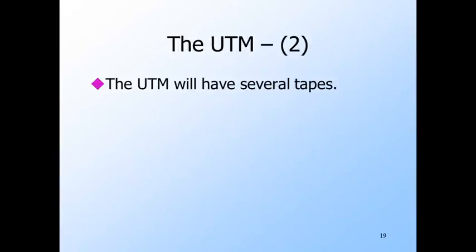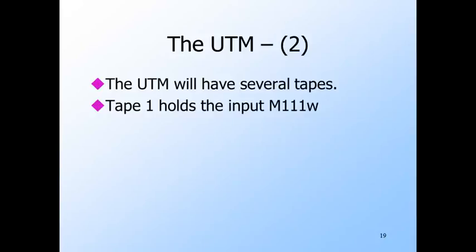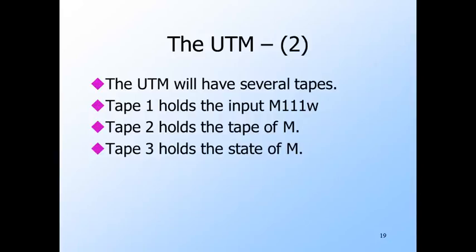We'll design the universal Turing machine as a multi-tape machine. The first tape will hold the input and we never change that. The second tape is used to represent the current tape of M during the simulation of M with input W. We'll discuss this representation shortly. The third tape of the universal machine simply represents the state of M.